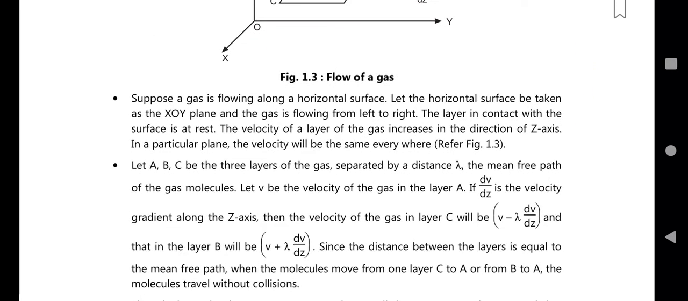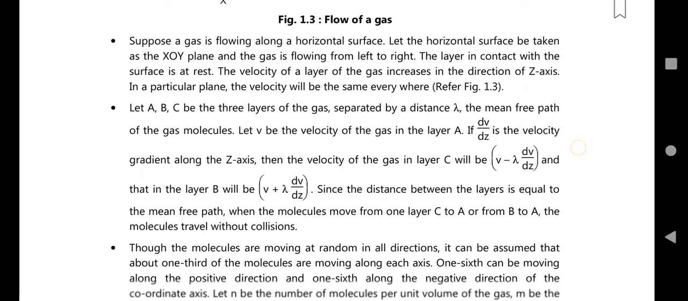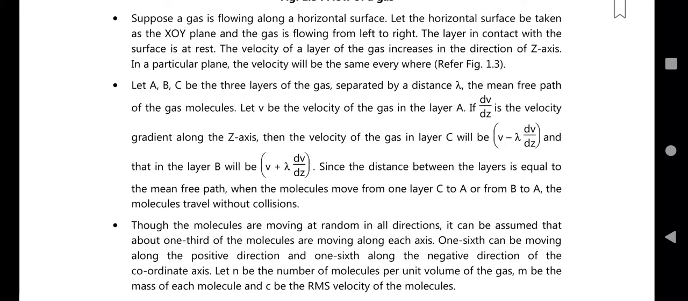Therefore the velocity of gas in layer C will be V minus lambda dV upon dz, and that in layer B will be V plus lambda dV upon dz. Hence the distance between the layers is equal to the mean free path.